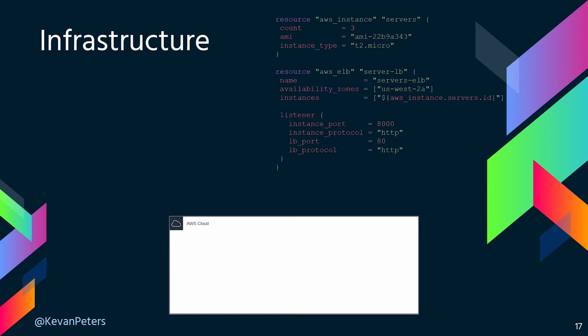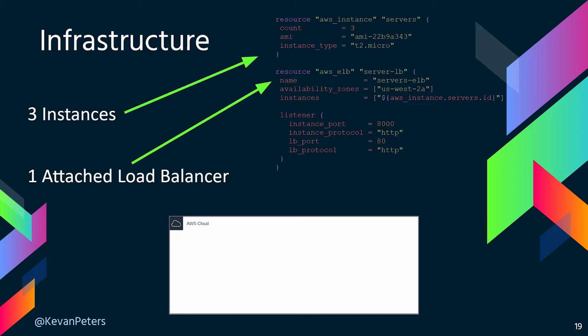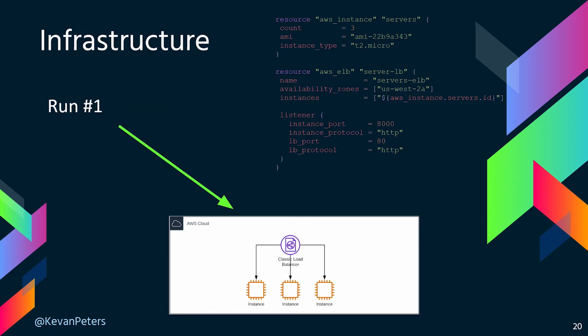For infrastructure, here we have some rough AWS Terraform code. Terraform is an infrastructure configuration tool used to define a given infrastructure to be built. Terraform is often cited when talking about infrastructure as code. Here we have a snippet of 3 EC2 instances and 1 attached load balancer. If we run this, we would get this infrastructure in the cloud. That would be 1 load balancer, and 3 instances set up in our AWS account.